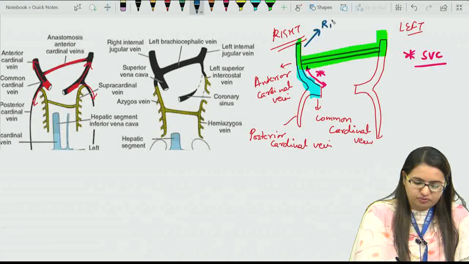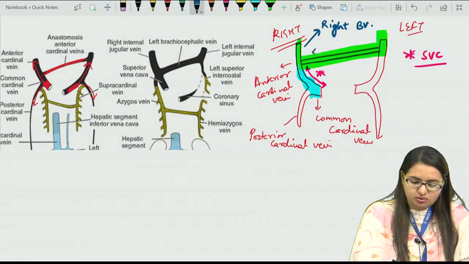Over here it leads to the formation of the right brachiocephalic vein, and this whole structure from here till this side will be forming the left brachiocephalic vein.